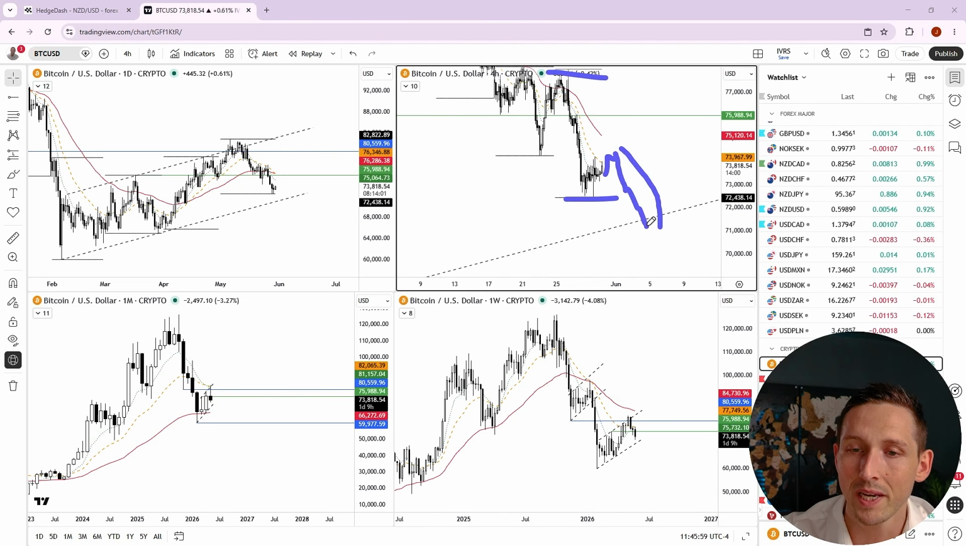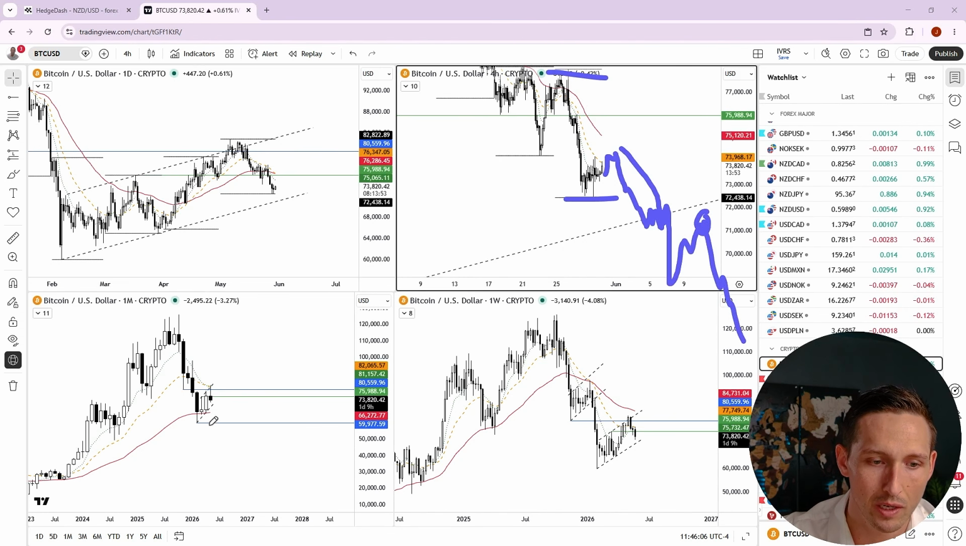And then once you break here, let the buyers and sellers kind of fight. And then once the sellers win, you could look for the pullback, and then the continuation lower down to the low over here at the 59, you say 60,000 level.